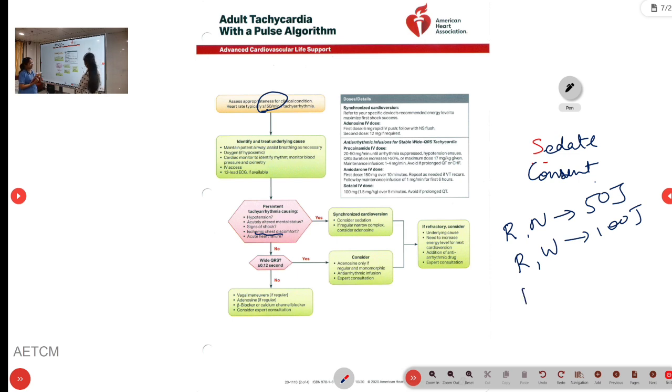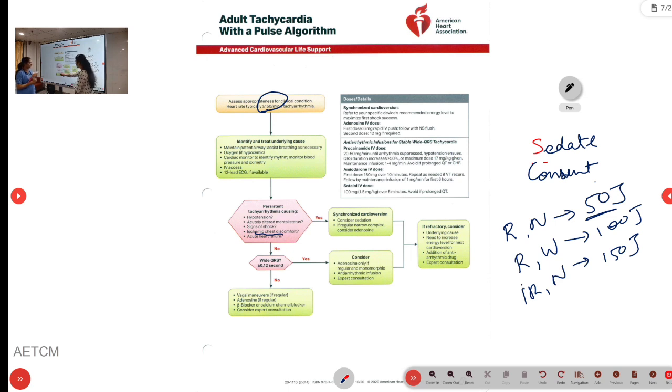If it is irregular and narrow, like AF, we start with 150 joules. That was in the previous ACLS guidelines. Now it is told that maximum joules can be given. So we can start with 50 joules, press the sync button, and shock the patient, and we will have to keep it pressed for 10 seconds. That is if the patient is unstable.